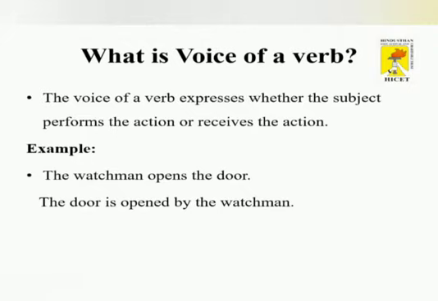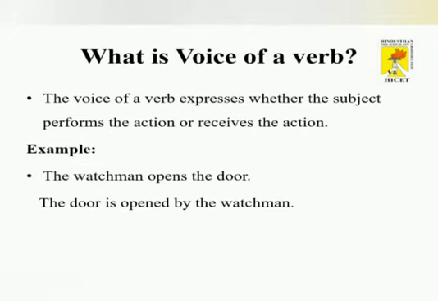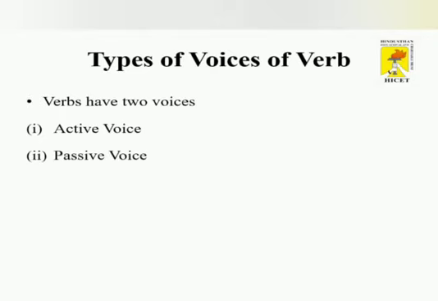But in sentence 1, the form of the verb opens shows that the subject does something, that is, the watchman opens the door. Here, the verb opens is said to be in active voice. In sentence 2, the form of the verb is opened shows that something is done by the subject, that is, the door is opened by the watchman. The verb opened in the sentence is said to be in passive voice. Therefore, there are two voices in English, active and passive voice. So, let us learn what is active voice and what is passive voice.